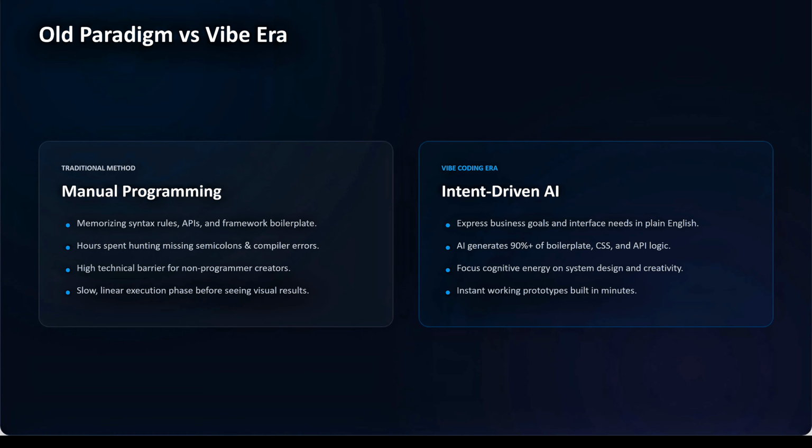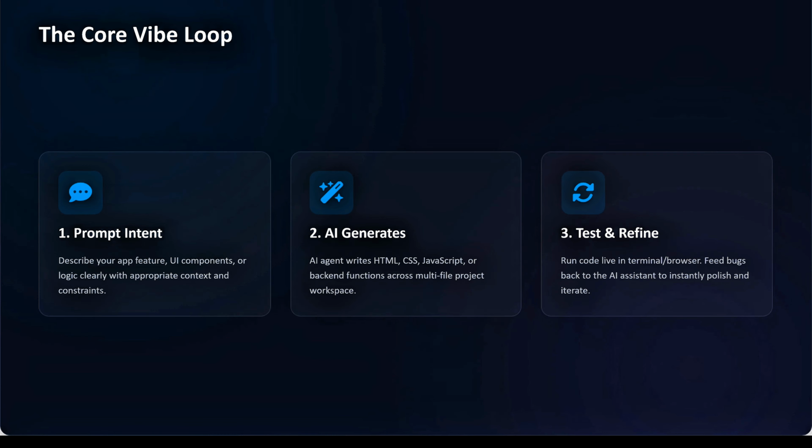When you look at the difference between manual programming and intent-driven AI programming, the difference is night and day. Traditional coding requires slow, linear execution, while vibe coding lets anyone from non-technical founders to seasoned engineers ship functional prototypes at 10 times speed. To master this workflow, you need to understand something known as the core vibe loop.